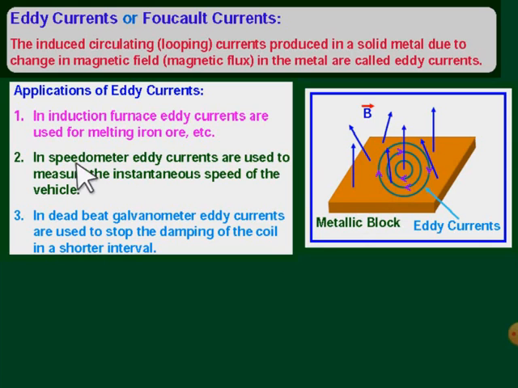It is used in the speedometer of a vehicle, just to measure the instantaneous speed of the vehicle. It can also be used in the dead-beat galvanometer. In the galvanometer, when current is put off, the deflection will swing. It will not come instantaneously to zero, rather it will swing to and fro. To remove that, we use eddy current in that coil.